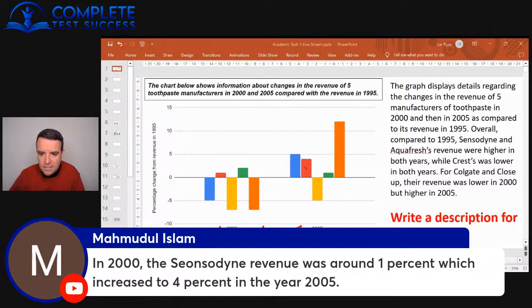So a few little mistakes. Basically, for coherence and cohesion, you need to use and instead of which. And then you need to include more information so that the reader knows what 1% means: 1% higher than 1995. So make that clear.